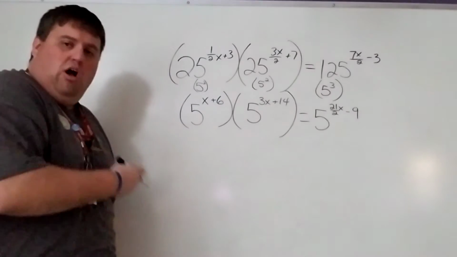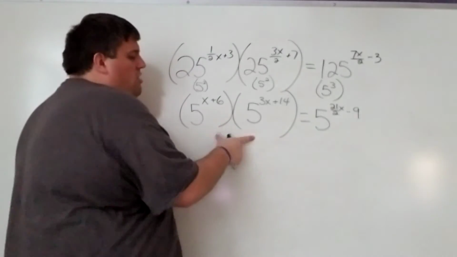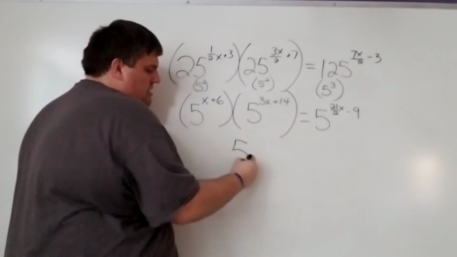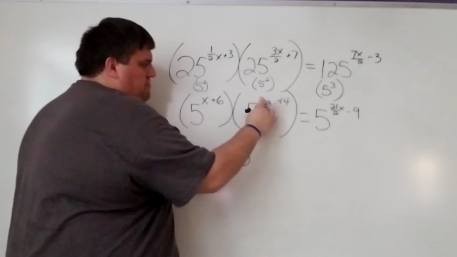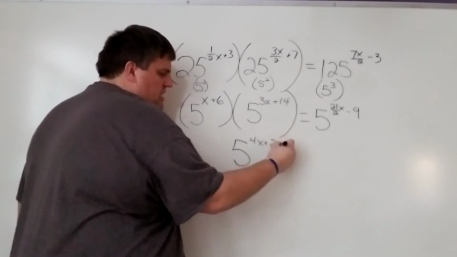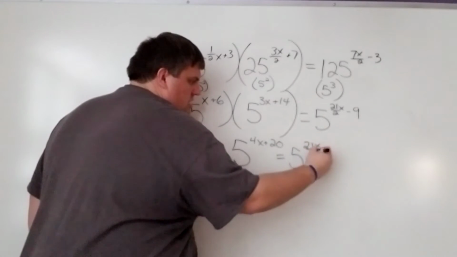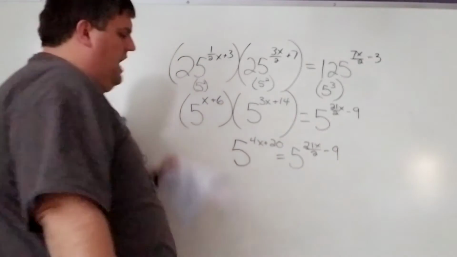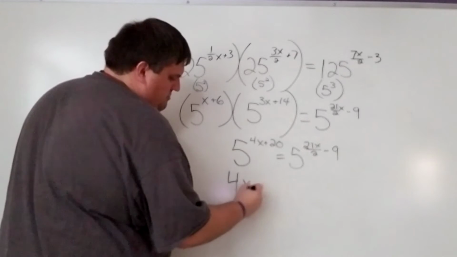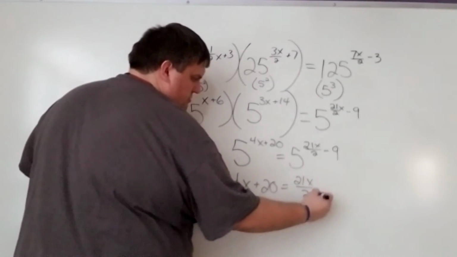And then again, we have all the same bases, but this time we have another rule over here, the multiplication rule, which says they have the same base, so we can add their exponents. So x plus 3x is 4x. 6 plus 14 is 20. And this stays the same. And now we can set them equal to each other. So 4x plus 20 equals 21x over 2 minus 9.